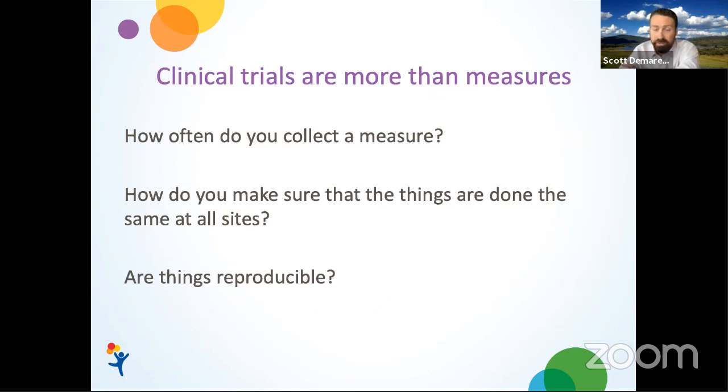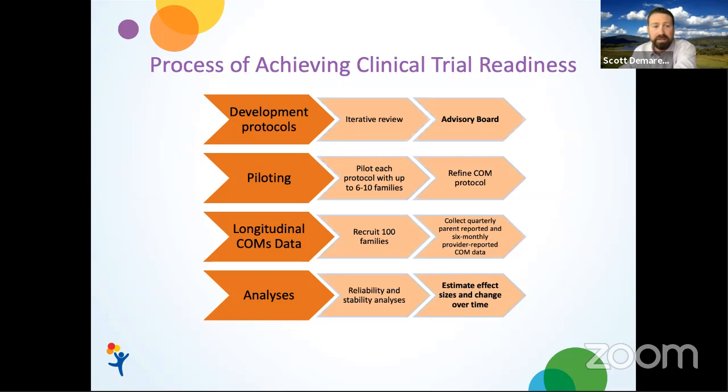Clinical trials are more than just measures. Measures are a critical part of it, but there's also an entire protocol on how often you collect those measures. How do you make sure that that measure is being implemented the same way at various sites, and that things are reproducible? And that affects that validity. And we have processes that we've laid out that we're going to go through in order to try to make sure that all of our different outcomes are actually being collected in an appropriate way at reasonable intervals. And this is really going to inform what a clinical trial would look like if we were going to have the best chance of being successful.